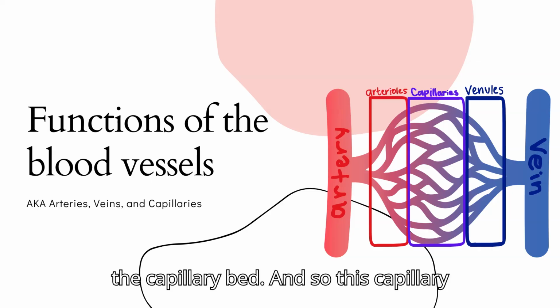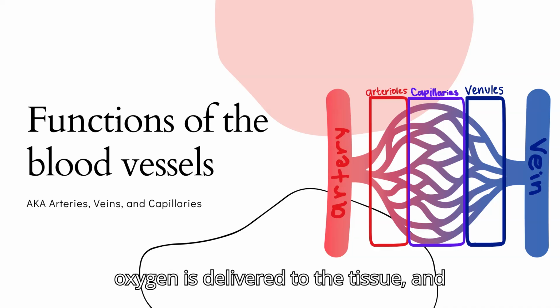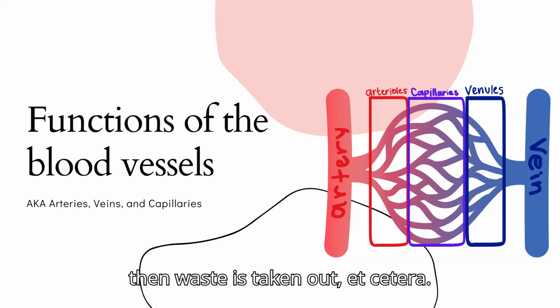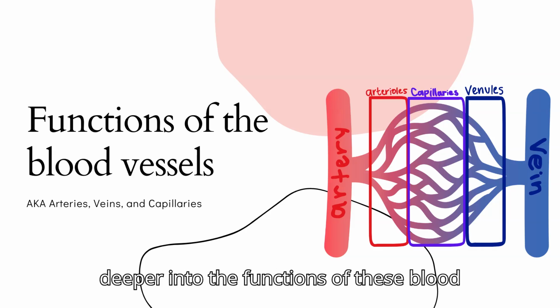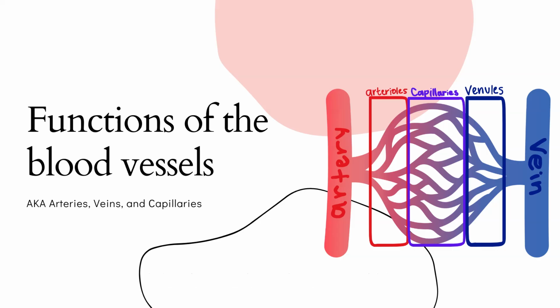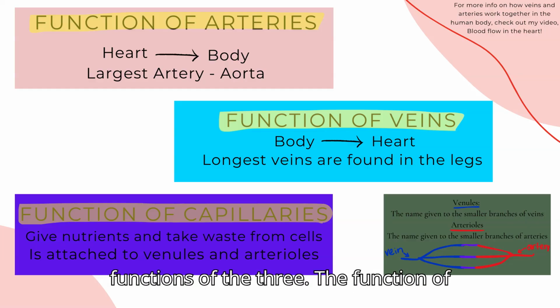This capillary bed is where all the transfusion happens, as in where the oxygen is delivered to the tissue and then waste is taken out, etc. And so let's dive a little bit deeper into the functions of these blood vessels. Here's a little synopsis of the functions of the three.